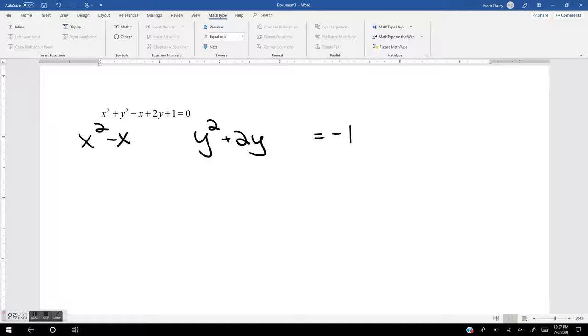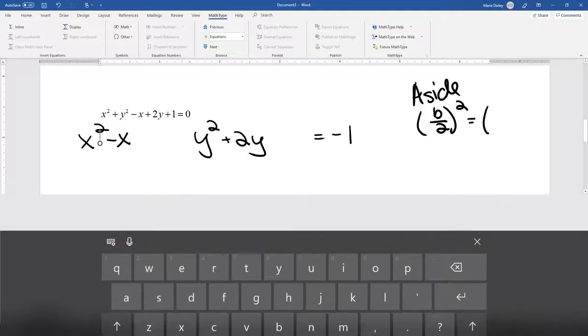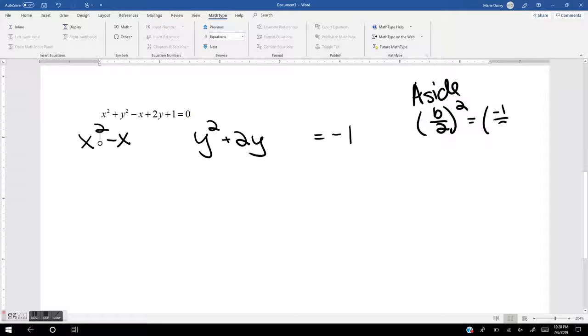Now we have to use completing the square, and we're going to have to do it twice, once for x and once for y. We do it for x first. We take the coefficient of the middle term, negative 1, divide by 2 and then square it. This gives me a positive 1/4. So we add 1/4 to both sides.